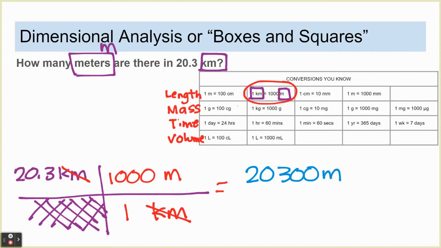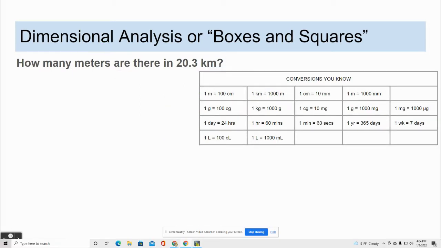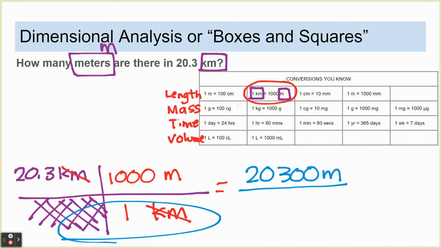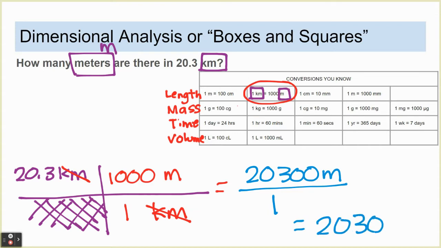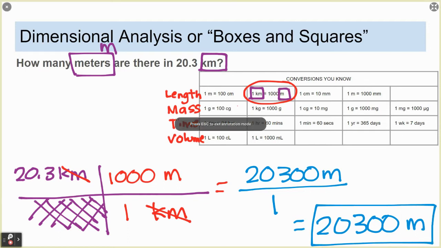So it's just M, over, multiply all the boxes at the bottom, but there's only one box at the bottom, and that is 1. And therefore, that's just going to be 1. So 20,300 divided by 1 is 20,300, and the unit is meters. See it? Very good. Let's move on to our next problem.